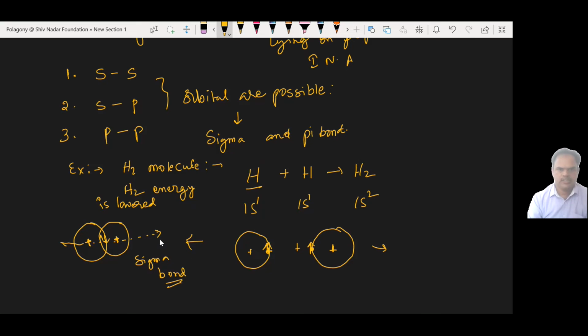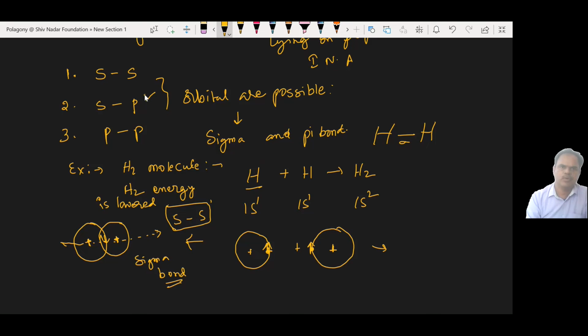So this is an example: when two hydrogen atoms combine, two s orbitals overlap, and it is said to be s-s overlap. The resulting sigma bond between the two hydrogen atoms, we can write H-H, is a sigma bond. That means two hydrogen atoms share one pair of electrons, resulting from s-s overlap. Similarly, you can think in which molecules this s-s overlap is present.